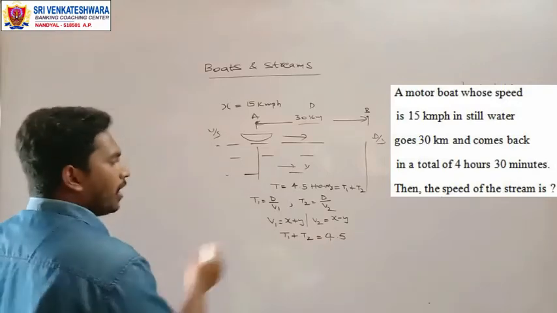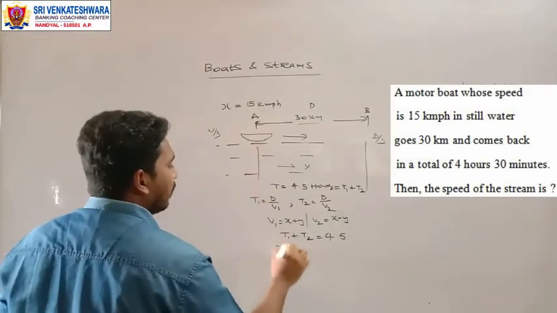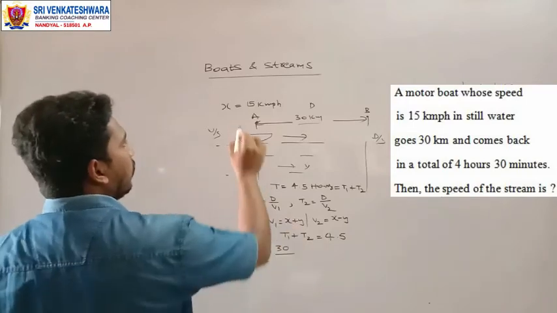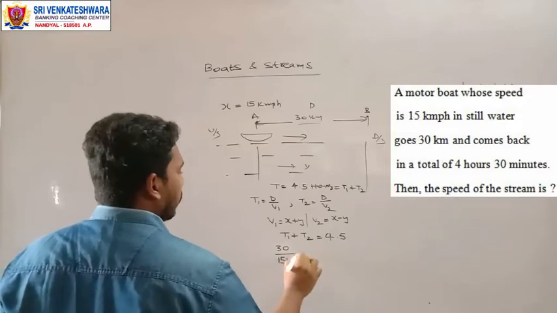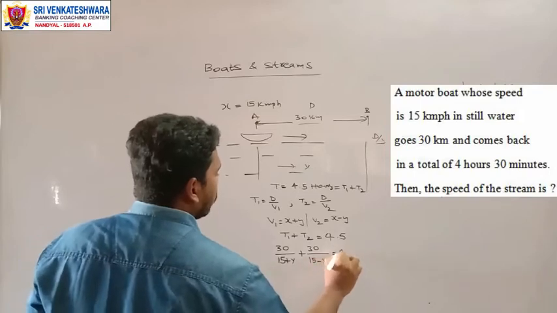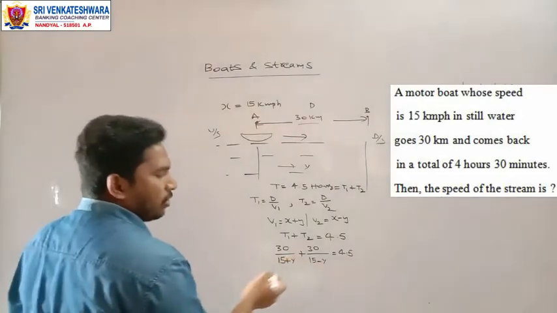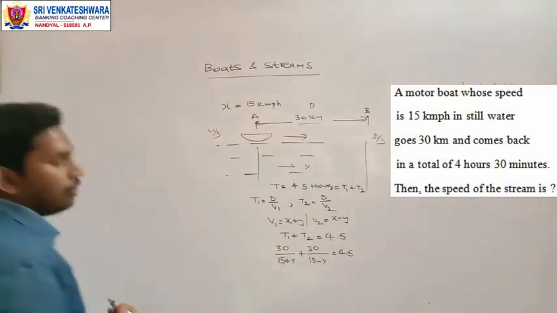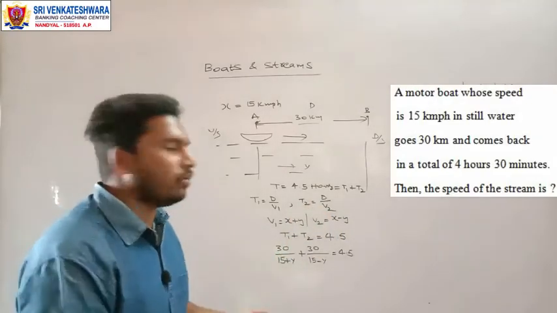4.5 hours. What is t1? d is how much? 30, right? So 30 by v1, x plus y, you know x, right? So that is 15 plus y, plus 30 by 15 minus y, that equals 4.5. If you just solve this, you will get the value of y. y is nothing but the speed of the stream, that is what we need to find.